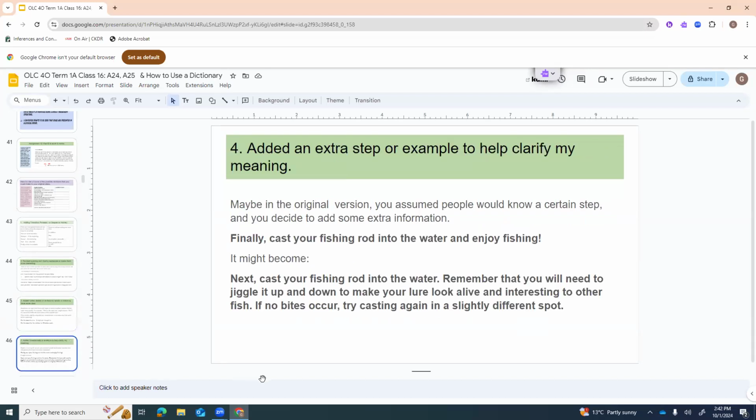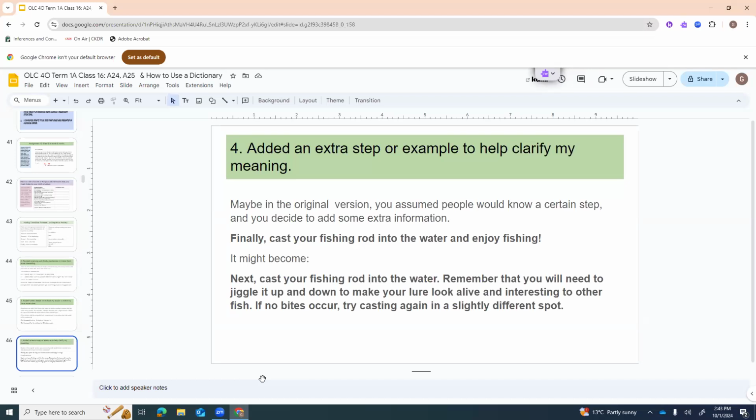Number four, add in an extra step or example to help clarify your meaning. Maybe in the original version, you assumed people would know a certain step, and so you decided to add some extra information. Like maybe I just wrote, finally, cast your fishing rod into the water and enjoy fishing. But if I've never been fishing before, I might be standing there a long time and never catch any fish because you've kind of left off some information. So here I've written some more information in.